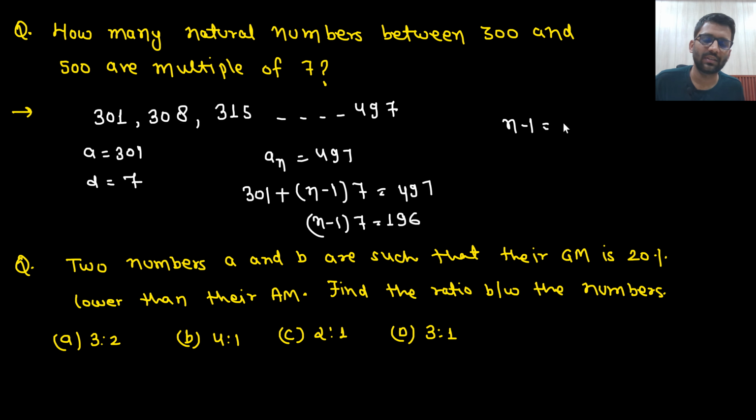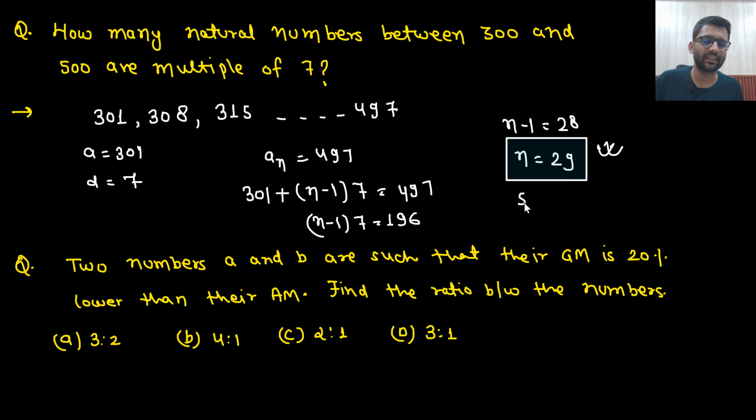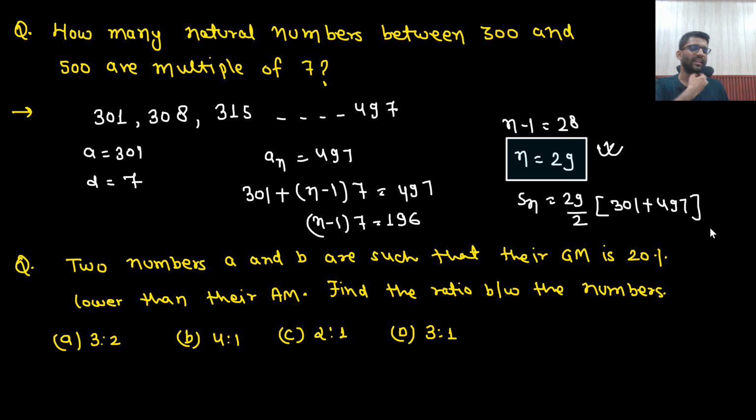n minus 1 is 28. So n will be equal to 29. So total number of terms are 29. And if they had asked the addition, what we will do? n by 2, first term plus last term, 301 plus 497. This is what we could have done, and we can get the final answer from here. But this is what they asked, 29 is the answer.